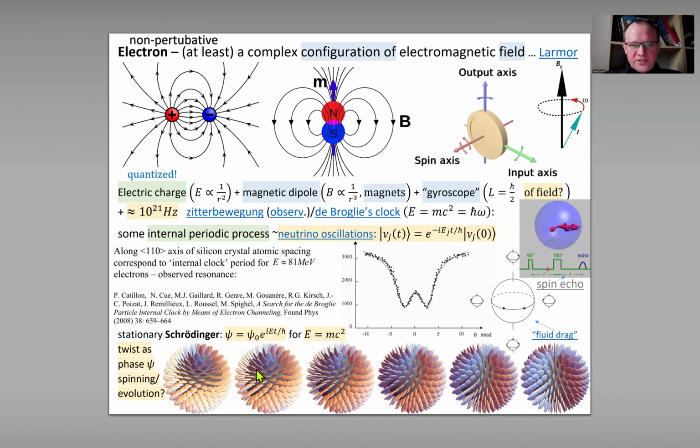And having this evolution, this constant twist of the field, we got angular momentum, but also the magnetic dipole moment. This rotation will be required for angular momentum. So finally, the non-perturbative view of the electron will be this kind of evolution.